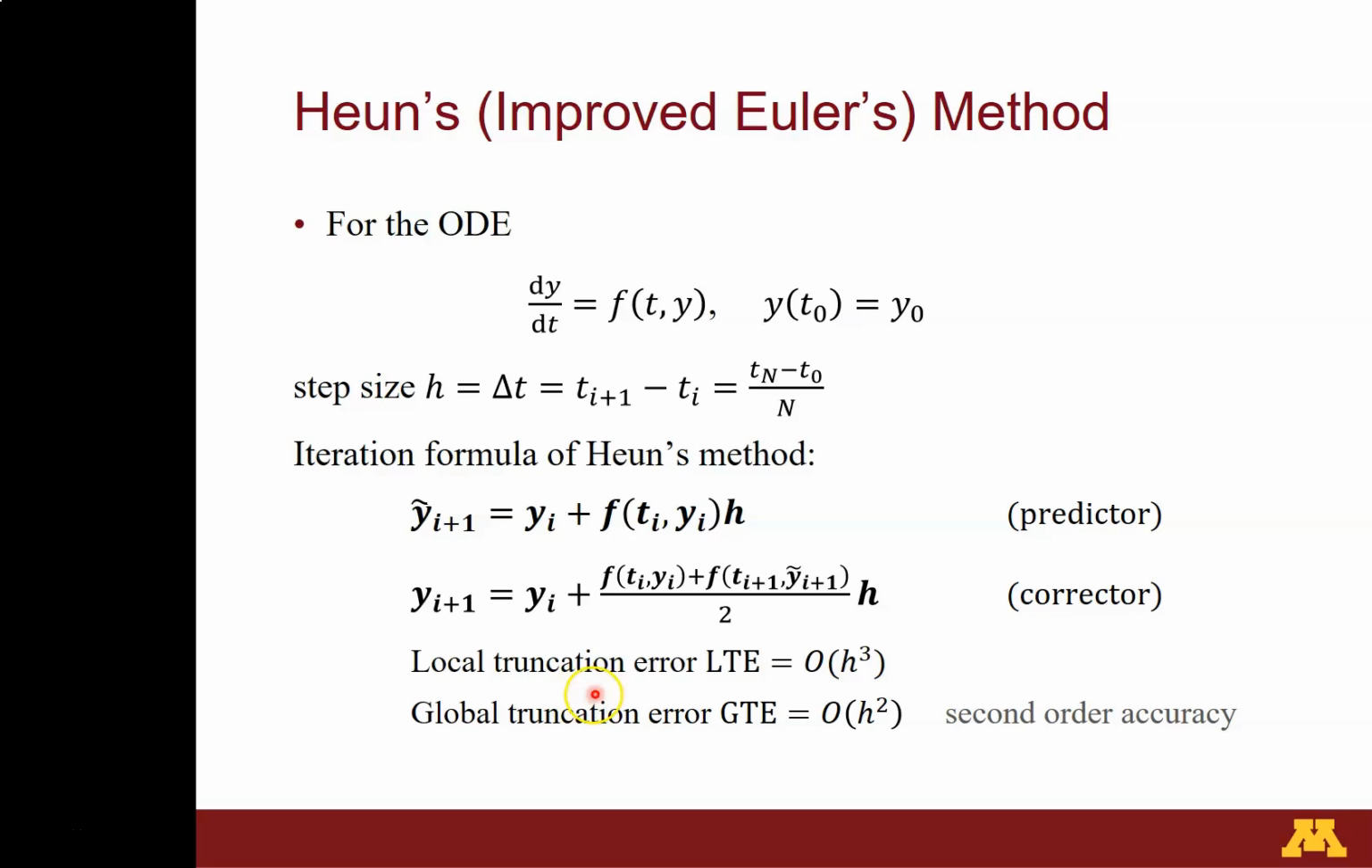The local truncation error, LTE, is here. And then the global truncation error is proportional to h squared. That is the second order accuracy. The Euler method is first order, so this is improved, having second order accuracy.